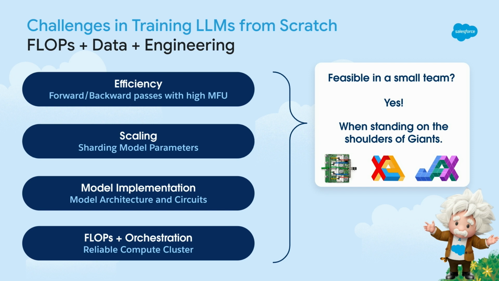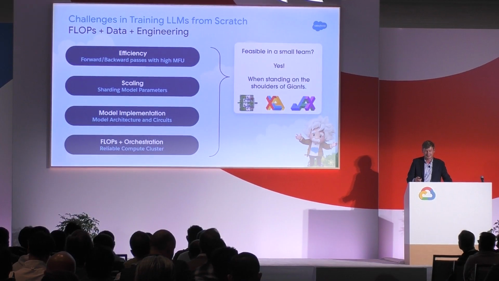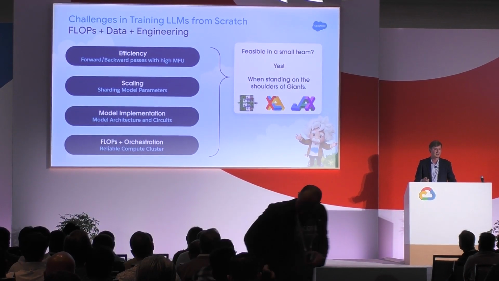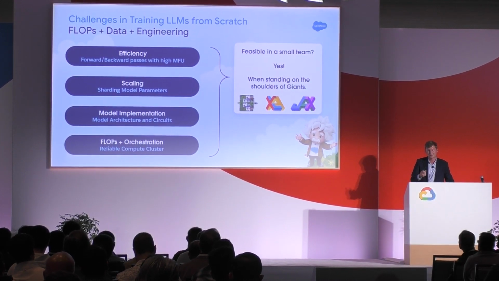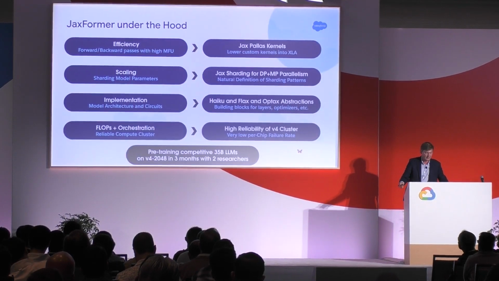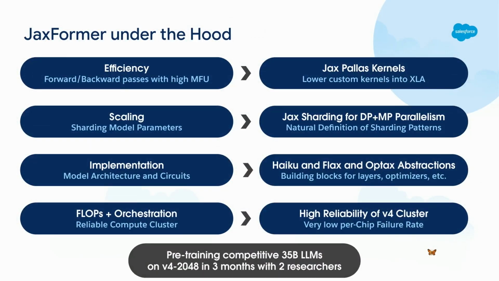So if you only have a small team, how can you deliver all of this? Yes, you can deliver it if you stand on the shoulders of giants, like Google in this case. So small team, good hardware, good software, partnership with Google, and yes, this works. So again, JAXFormer is our in-house pre-training library, obviously based on JAX, as the name says. So how we're training our models, if you go bottom to top, flops and orchestration, we're using TPU v4 cluster, which has very low failure rate per chip. So that's solving the problem.